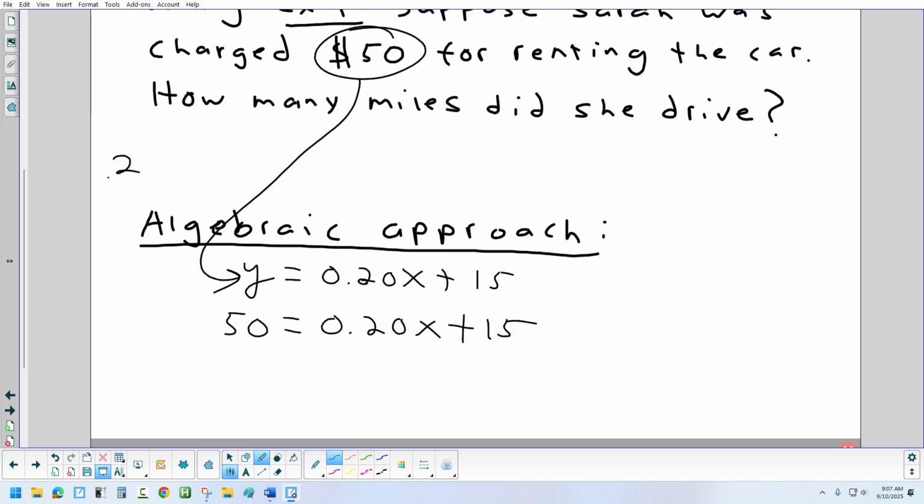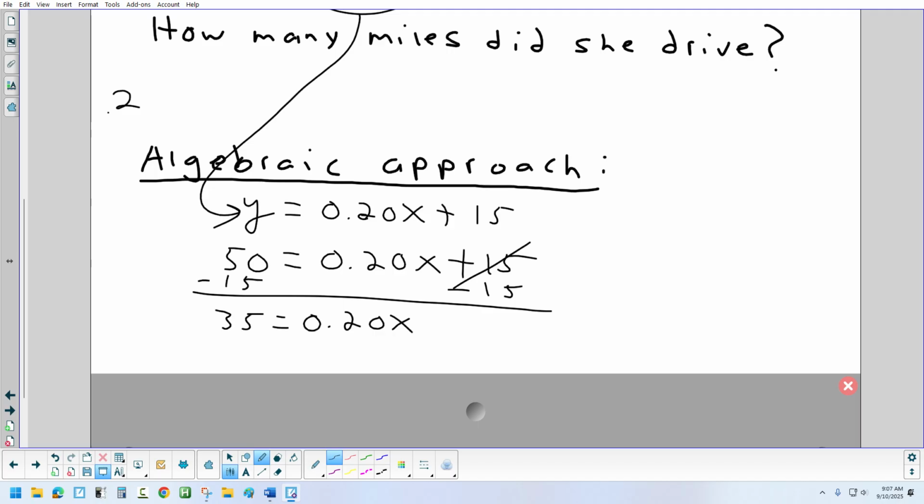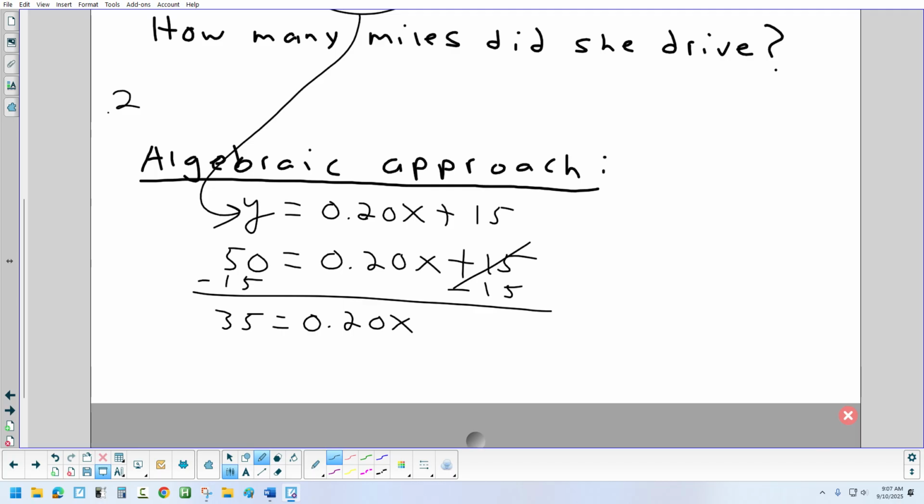What's my first step to get x by itself, Christian? Subtract 15. So we're going to subtract the 15 on both sides. And 50 minus 15 is going to give me 35. All right. And how about somebody else? My last step to get x alone. Divide by 0.20. Yep. So divide by the 0.20.